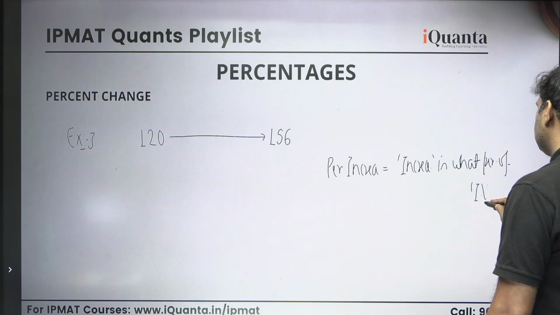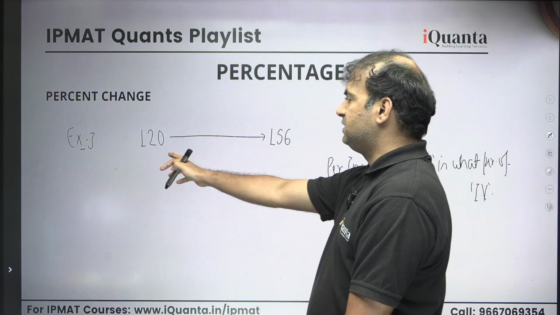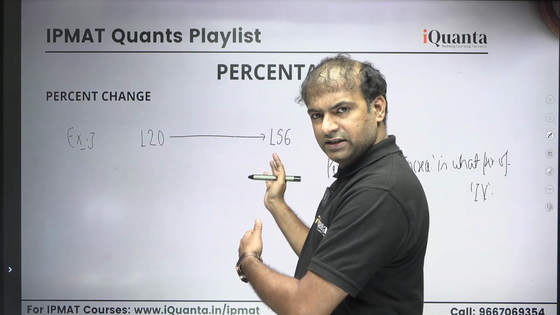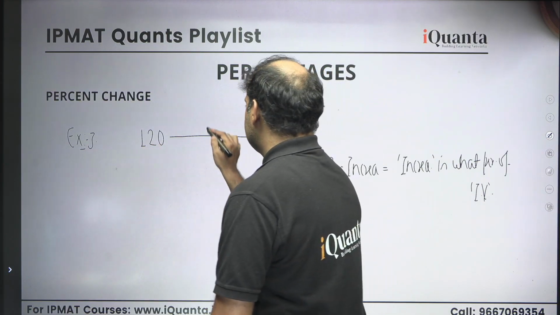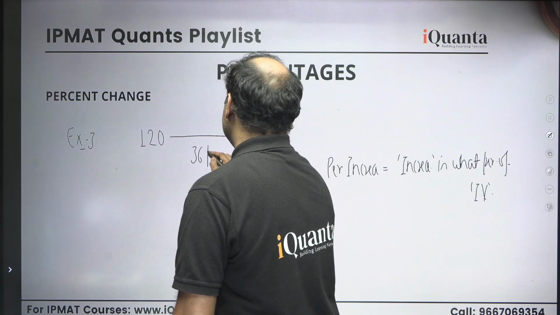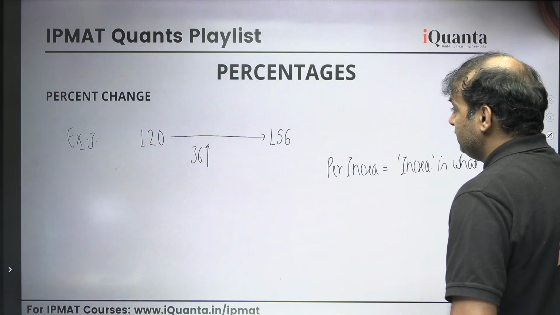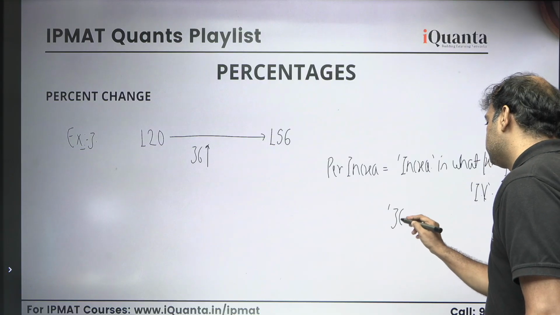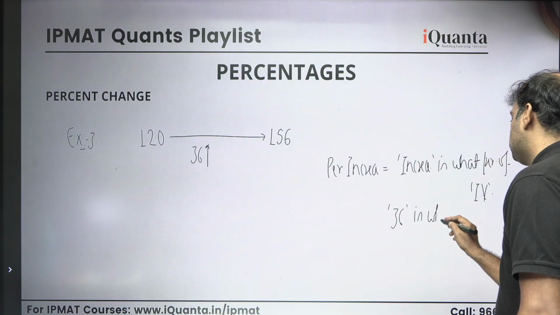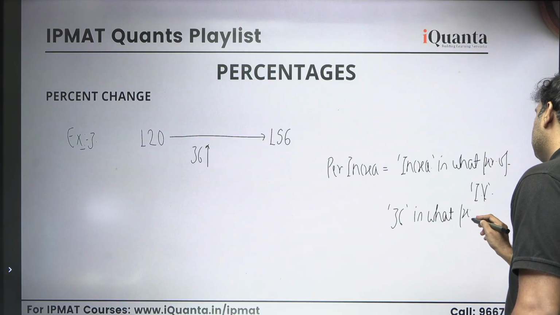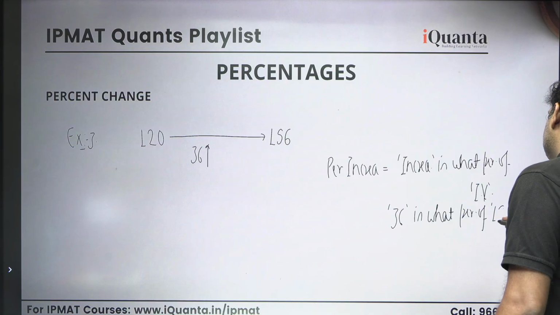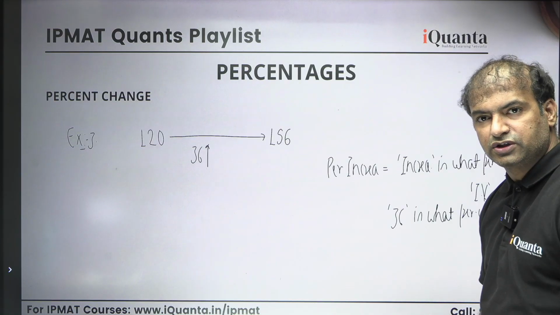Now let's see what the increment is and what the initial value is. You can simply see that 120 plus 36 will be 156, so the value of the increment is obviously 36 and the initial value is obviously 120. So we can put it here that 36 is what percentage of 120. We just need to find that.